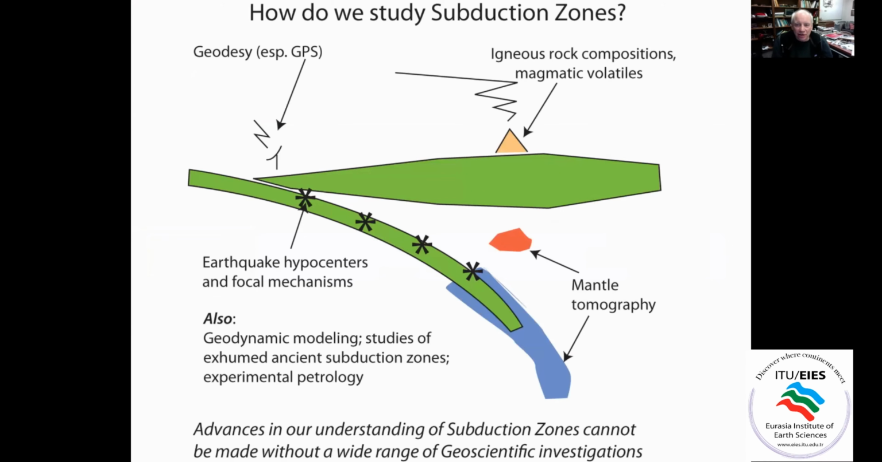All right, so how do we study subduction zones? So there's lots of tools and there's lots of specialties. And one of the challenges is to get these communities talking to each other. So we can start near the trench. Geodesy, especially global GPS, is a very important way to study what's going on at the plate interface and in the back. Igneous rock compositions and magmatic volatiles that are contained in phenocrysts are very useful.